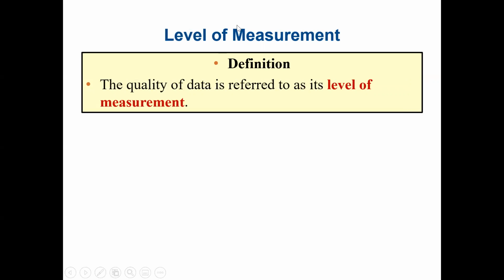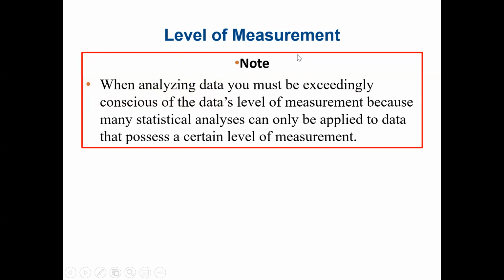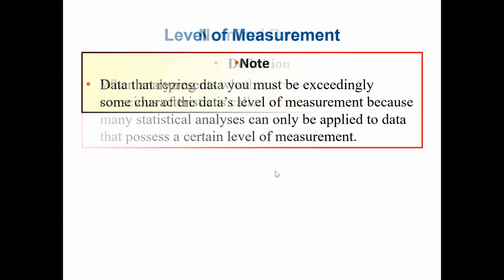Next, we're going to talk about levels of measurement of data. A level of measurement of data is the quality of data. So the quality of data is referred to as its level of measurement, and we have 4 different types. When analyzing data, we must be exceedingly conscious of the data's level of measurement because many statistical analyses can only be applied to data that possess a certain level of measurement.